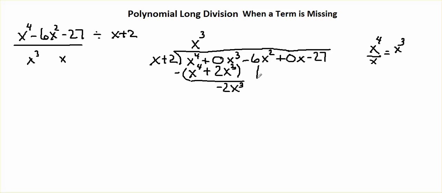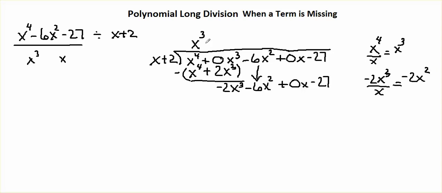We're going to bring our next term down. I'm actually going to go ahead and bring all of the terms down. I like to do that so that I don't forget. Okay, how many times does x go into negative 2x cubed? Let's see. Well, it's a negative 2x squared. Minus 2x squared times x is a minus 2x cubed. Minus 2x squared times a positive 2 is a negative 4x squared. So we have to subtract this.